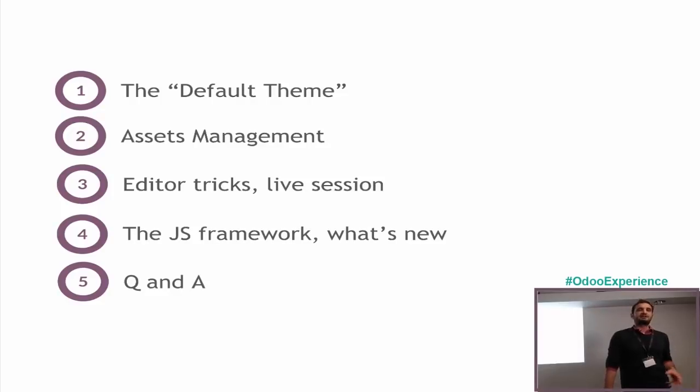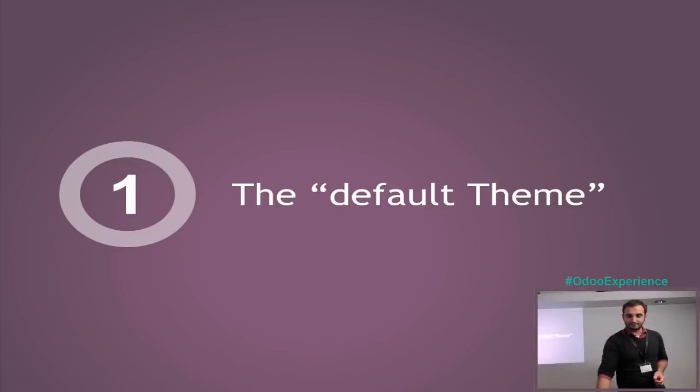Today we will talk about the default theme that exists in Odoo. I will explain exactly how it is and how it's possible to customize it, how it works, and the asset management. Then we will have a look at the editor tricks. We will have a live session to see these tricks in action. Then we will talk a little bit about the JavaScript framework and what is new in version 11. And then, if we have time, I hope so, maybe a question and answer part where you could ask me a question.